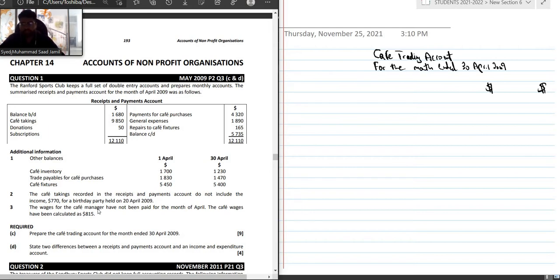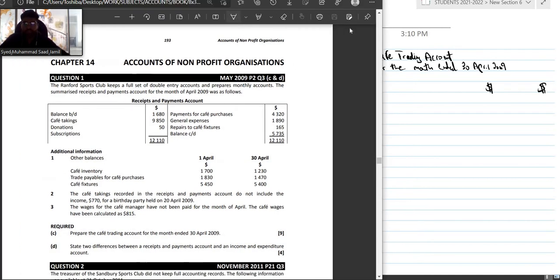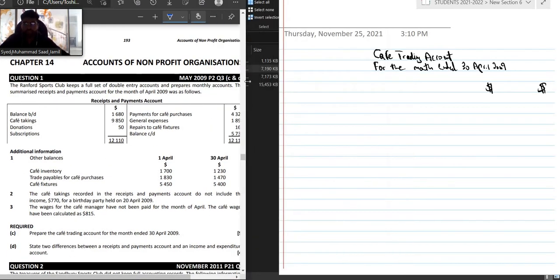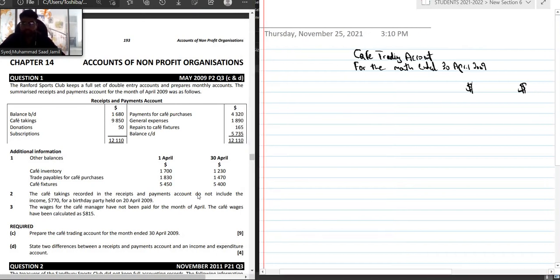Whatever you have on the 1st April, this is basically your BD. Anything on the 1st April is BD, and anything on the 30th is called CD. So this is BD, this is CD.